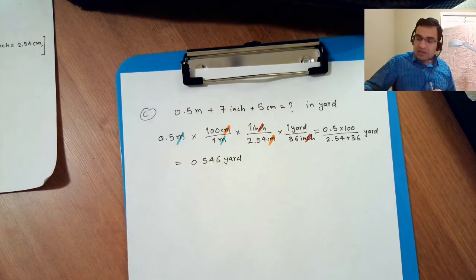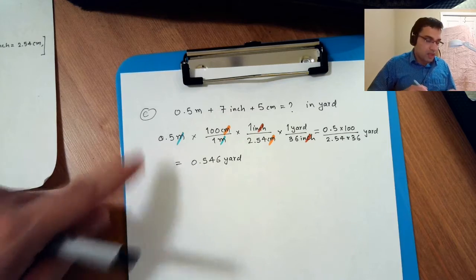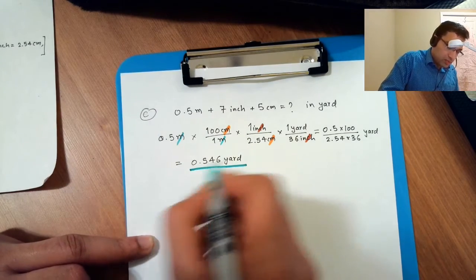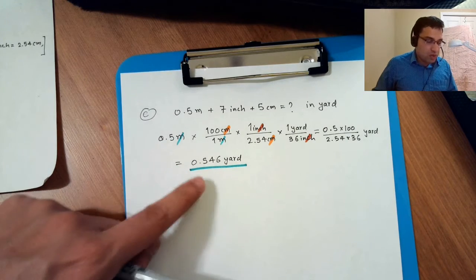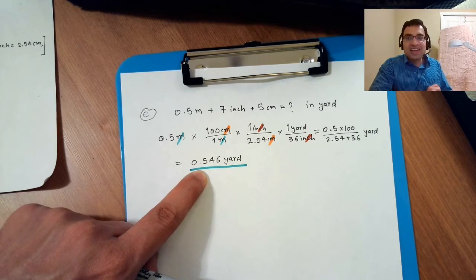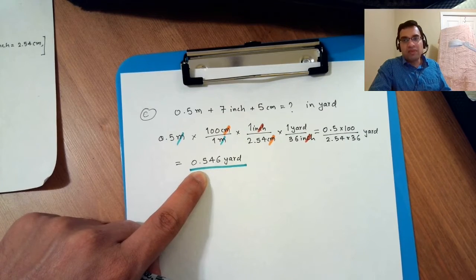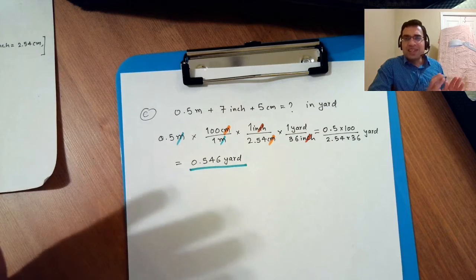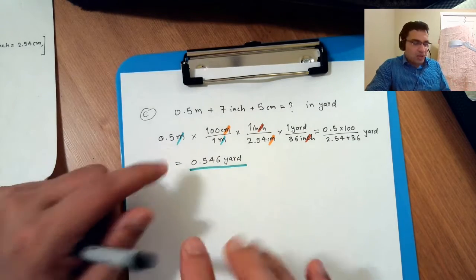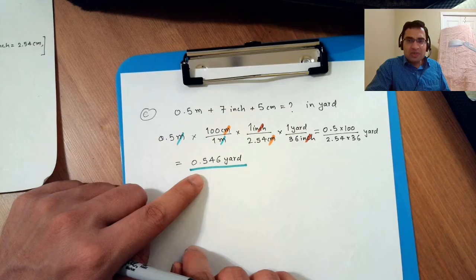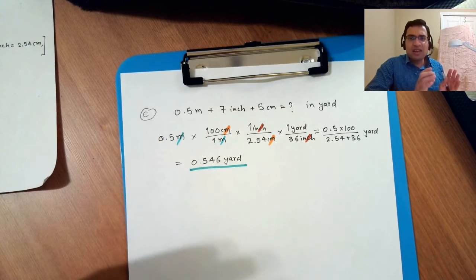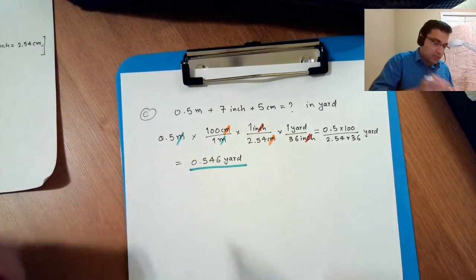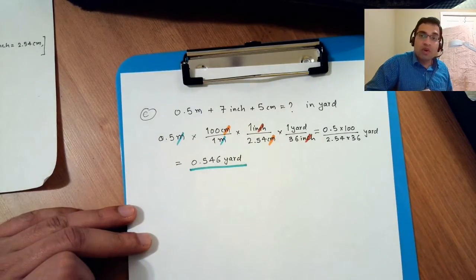Okay, does this make sense? Does this answer make sense logically? You started with 0.5 meter, and what you got was in yard, a little bit bigger than 0.5. That totally makes sense, right? Yard is a little smaller than meter, but it's about the same. So converting half a meter to a yard should give you something a little bit bigger than half. That's exactly what you got. So that took care of 0.5 meter.